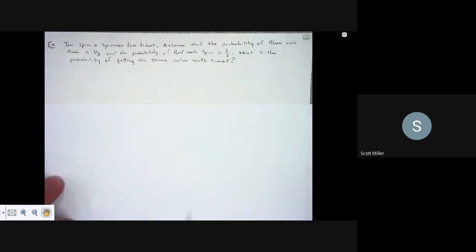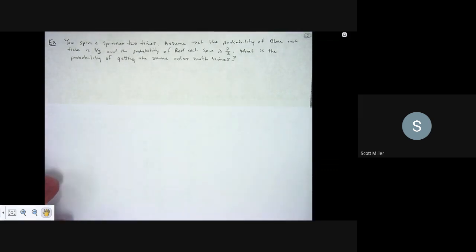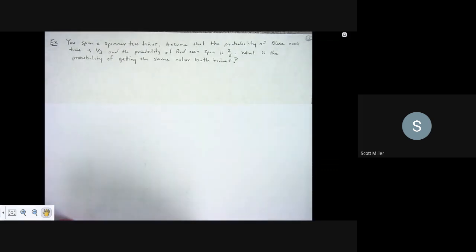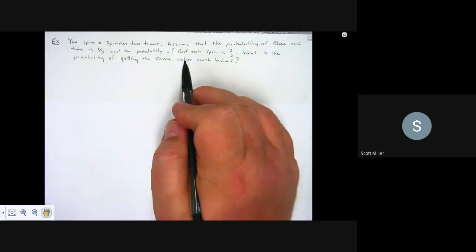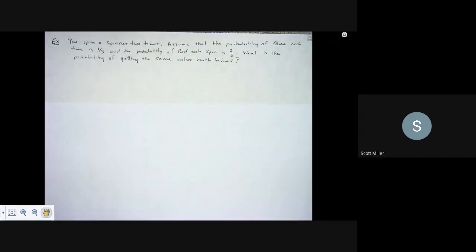So again, before we were choosing one student, and we wanted to see if they landed in multiple groups. Here I'm doing two actions. I'm spinning twice, and I want a certain outcome each time. So is this going to be independent or dependent? Each spin is independent of each other because it doesn't matter what I got on the first spin. That outcome does not change the fact that the blue is 1/3 and the red is 2/3. So the second spin is not affected by the first spin.